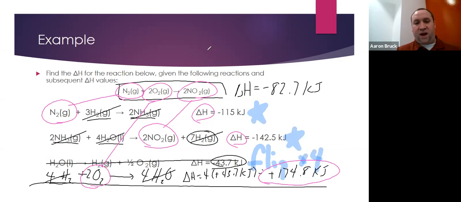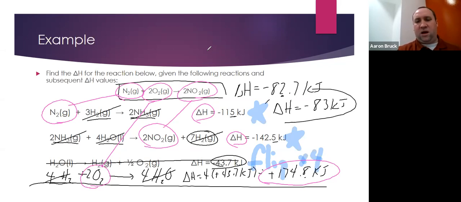My sig figs do matter here. This is only known to the ones place. These are both known to the tens place, so I've got to round to the ones place. My delta H value is going to be negative 83 kilojoules as a result. So that's example 1. Again, the whole idea, we want to try to line things up so that we can easily find out whether or not we've canceled everything out and whether we've got everything where it's supposed to be.